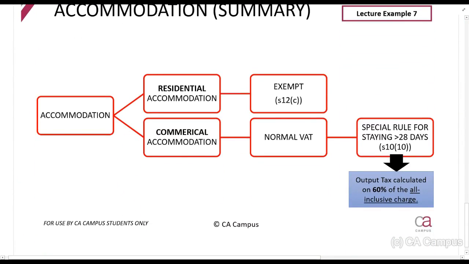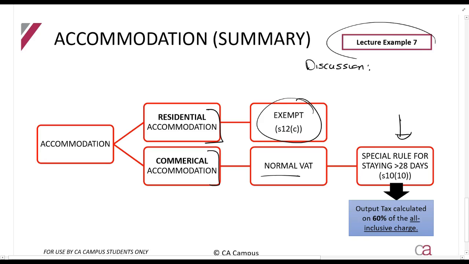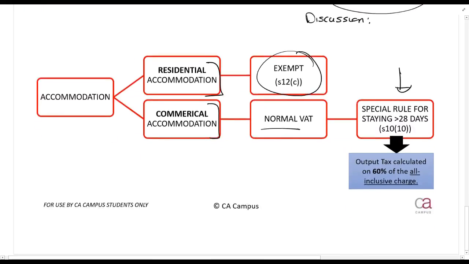So guys, here's just a summary of what we said. Residential accommodation is exempt, no input tax, no output tax. Commercial accommodation, normal VAT, there's a special rule. Right, so remember, for discussion again, you need to be able to discuss the timing, the value, special rules. That's why you'll see it. And also look at lecture example number 7.